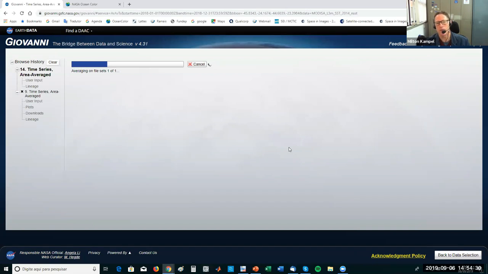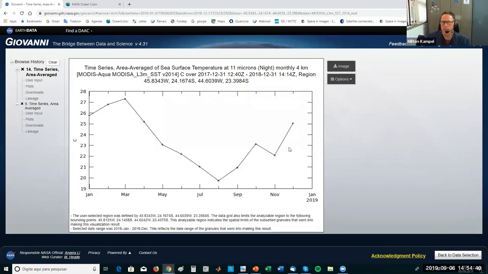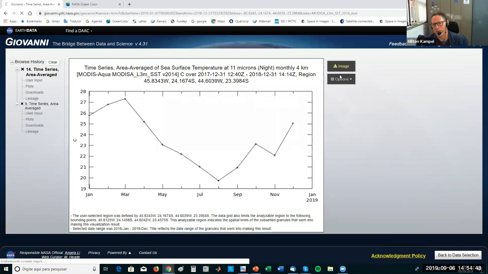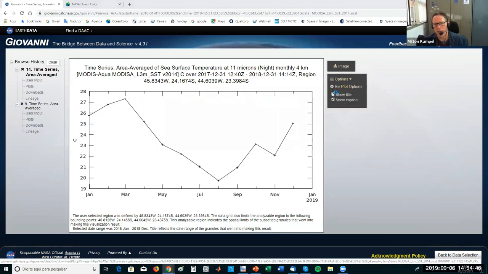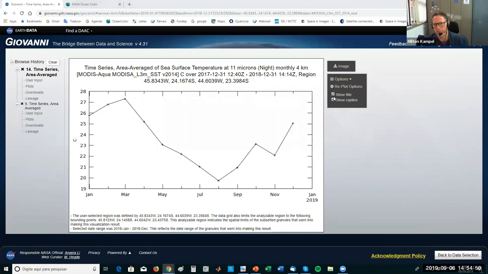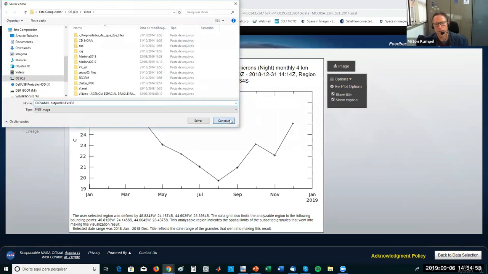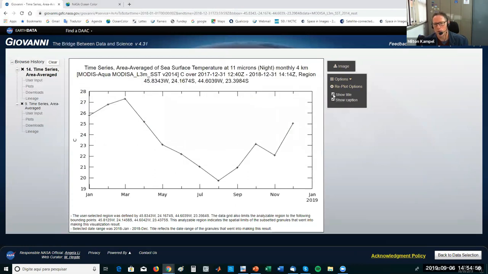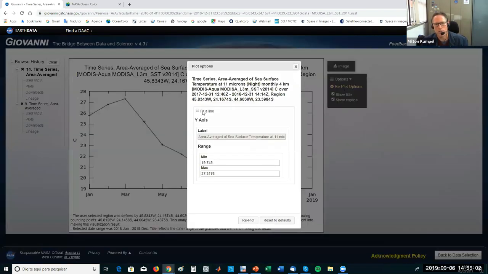And there will be some options for you to replot, change a few things. And of course, you can save the graph as a PNG file as it is. Here it is. So you can save it as it is. Okay, save the data. You can take out the title or leave it, the caption or leave it. And you also have some options here for replotting, for example, fit the line, you can change minimum and maximum, for example. And then press replot.